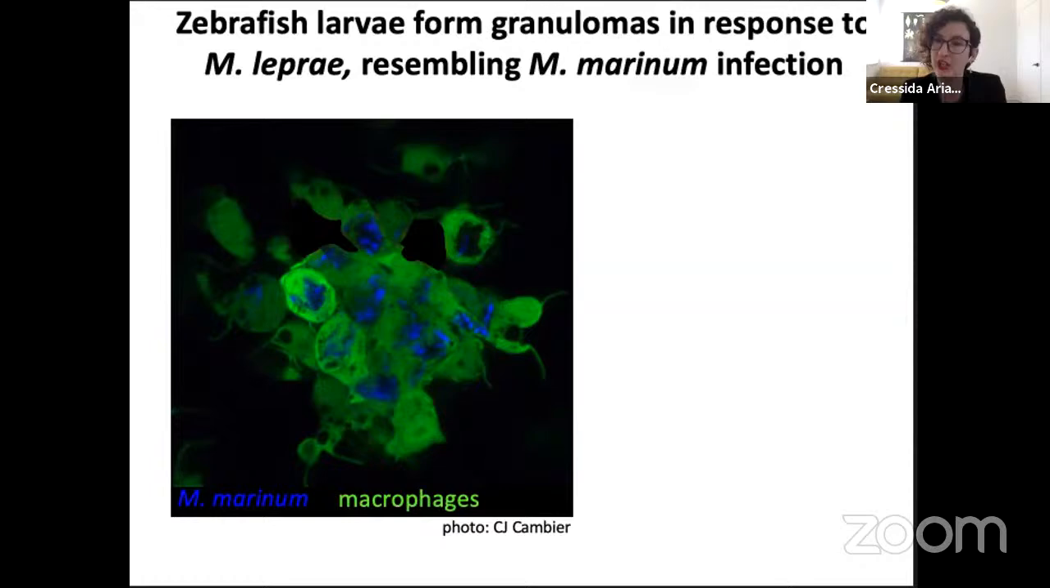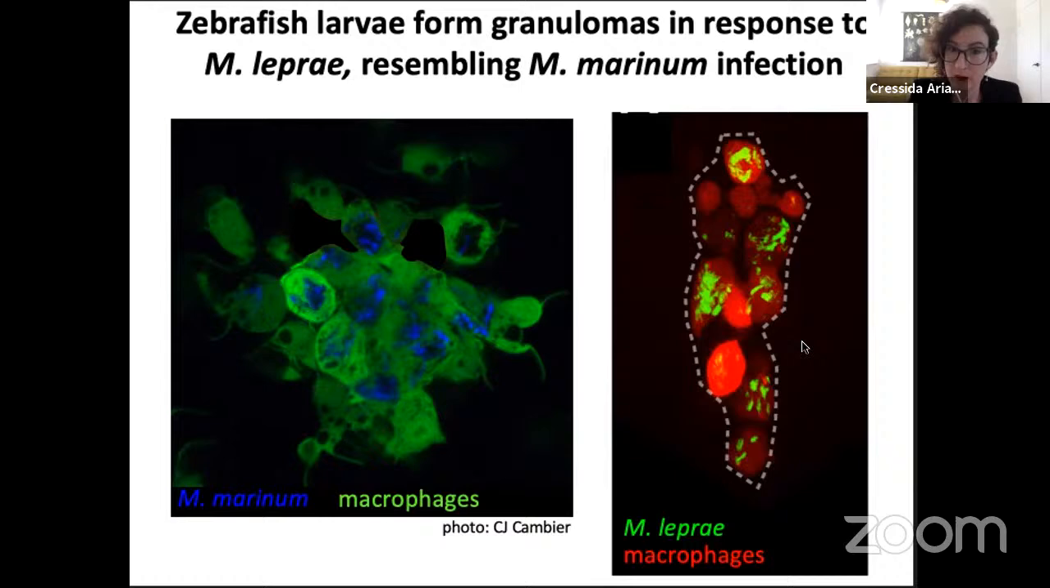we again saw in the larvae formation of these granulomas, but you can see they look a bit different, right, than the marinum granulomas. And I still don't know why that is, but I have to suspect it has something to do with these early interactions between the bacteria and the cells that cause them to undergo necrosis. So we know that happens with M. marinum, and we know it doesn't happen with M. leprae. And so I'm wondering if maybe the different structure of these M. leprae granulomas could have something to do with the absence of that necrotic pathway.